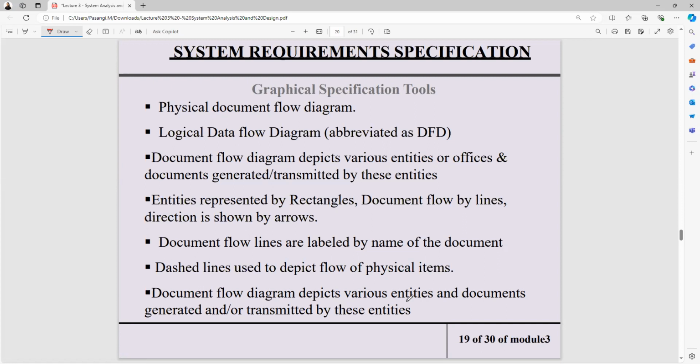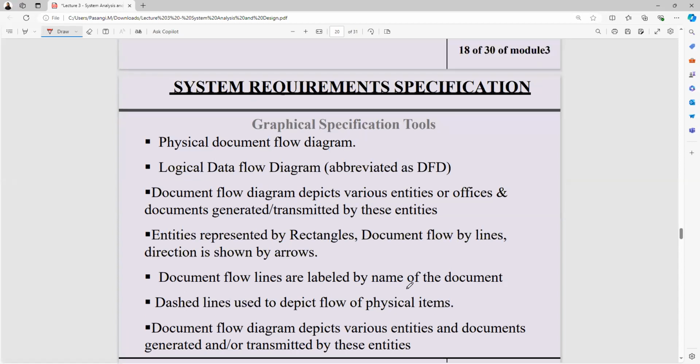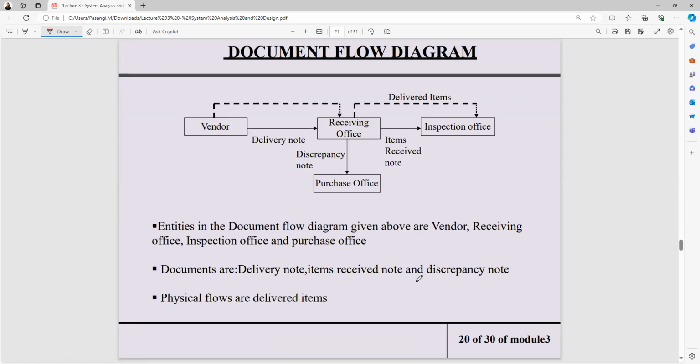This is very easy. If you look at the next slide, then you will be able to find out how the drawn data flow diagram looks like. See, we have the entities as vendors, receiving office, inspection office, and also the purchase office. The vendors pass the delivery note to the receiving office, which passes the items received note to the inspection office. And if there's any discrepancy, the receiving office passes the discrepancy note to the purchase office as well. That's how it works.